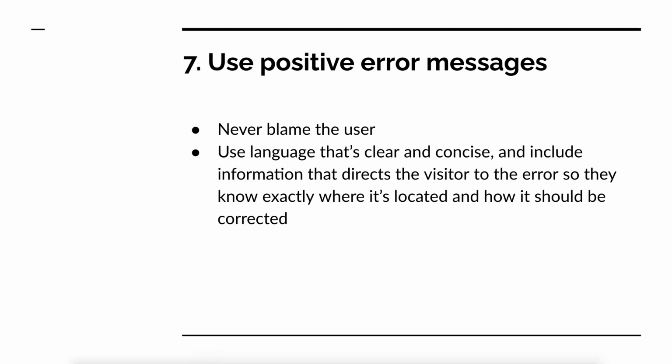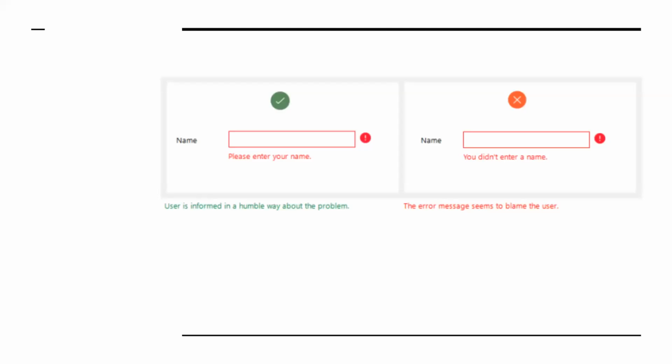So this one is use positive error messages. You never want to blame the user for making a mistake. You want to be as friendly as possible in your language, how you handle it. So here's one. You could say, you didn't enter a name, kind of negative, versus please enter your name, if someone makes a mistake like that. So, never blame the user.